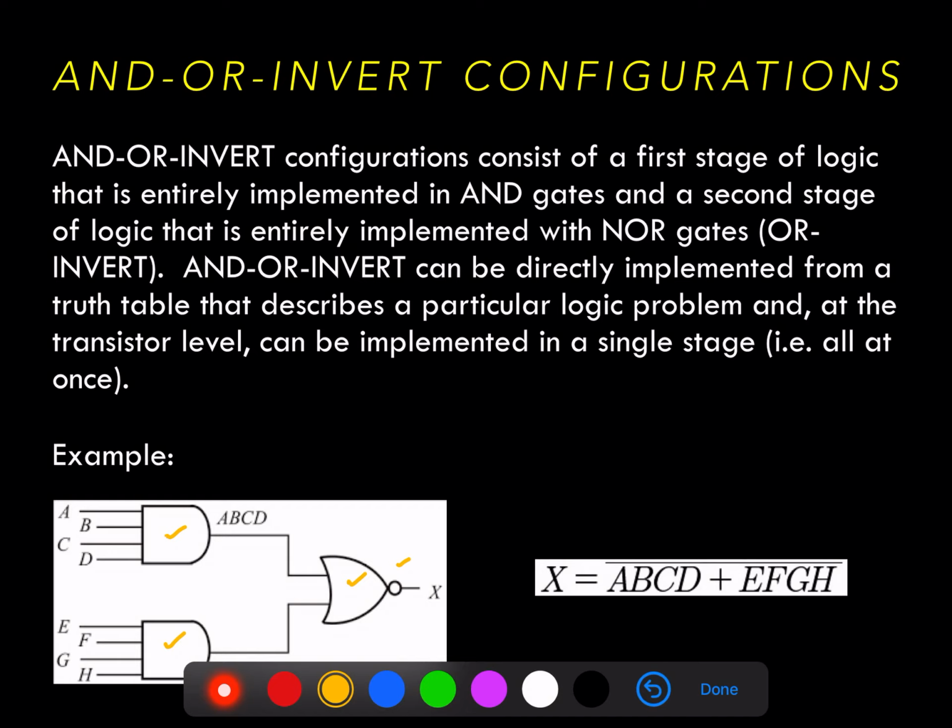Looking at this example here, we have two AND gates, ANDing A, B, C, and D, and one AND gate ANDing E, F, G, and H that are shown here at the beginning of the implementation. Then these two AND functions are ORed together via the OR gate, and finally the inverted bar, the bar over the whole function, is taken care of at the output of the entire function to come up with the output X.